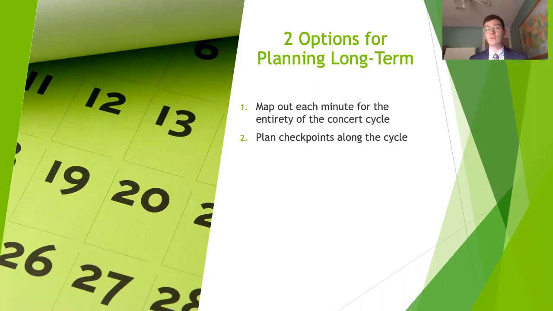And what I mean by cycle is just maybe the time you're rehearsing up until a given concert. So maybe the 6 weeks that you have before your fall concert, for instance. So we have these two strategies. The one that I see most often is mapping out each minute, in terms of what I see in textbooks. But I think this checkpoint idea or benchmarks is another good strategy.